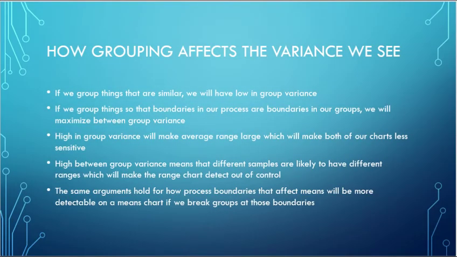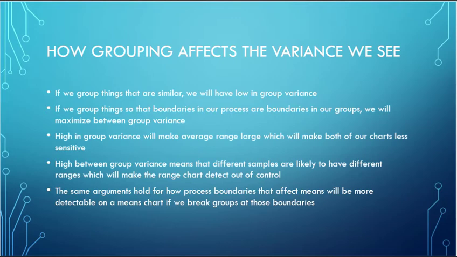So when we group things, we want to group things that are similar so that we will have low in-group variance. And we'd also like to group things so that the boundaries in our process are the boundaries in our groups, because it is those places where things are most likely to be different. And so we would maximize between group variance. If we don't group rationally, then we would have high in-group variance, and that's going to make the average range big, which is going to make our control charts not very sensitive.